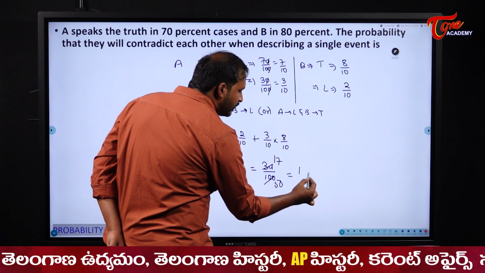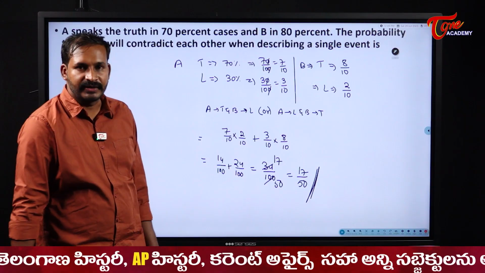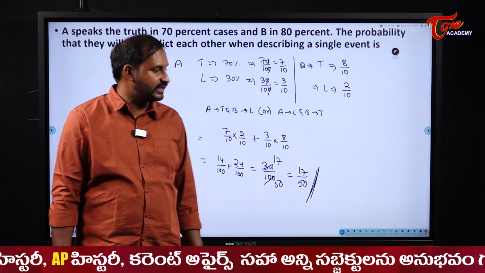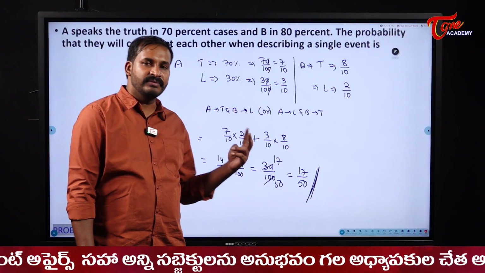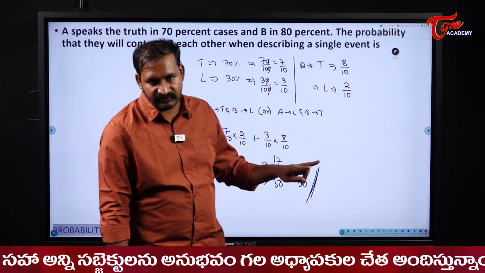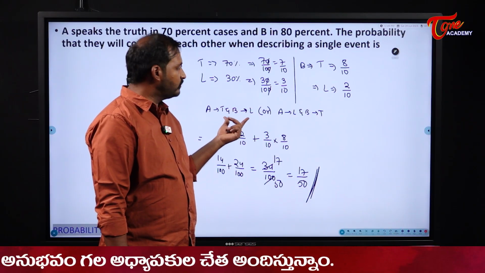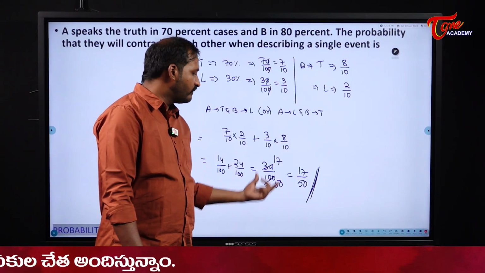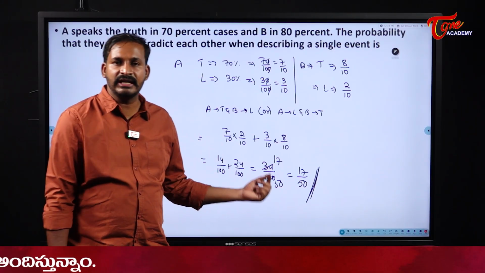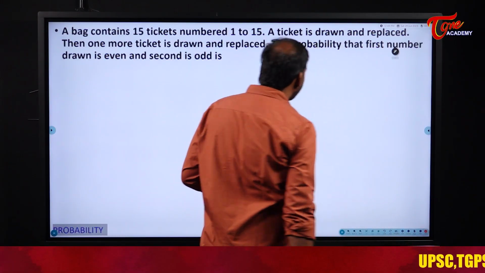So the probability of contradicting each other statements is 17 by 50. Contradiction means if one tells truth, the other tells false. That is the meaning of contradiction. That is the reason A telling truth, B lying, or A lying and B telling the truth. This is how we are going to find, and the probability is here 17 by 50. Next one.